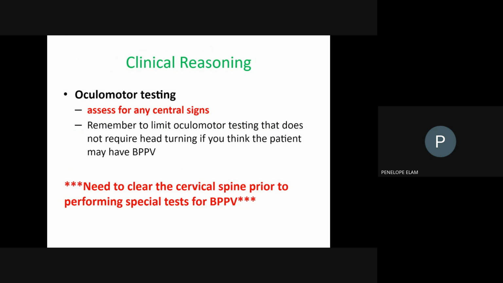If somebody has central signs, like if they've already had a concussion, or we already know they have a neurological problem, we might see central signs. That's a different story. But if this is somebody coming in with no history of that whatsoever, we want to check and make sure that there are no central signs before we drop them back into a Dix-Hallpike. So you want to limit your oculomotor testing as well to things that aren't going to turn their head.